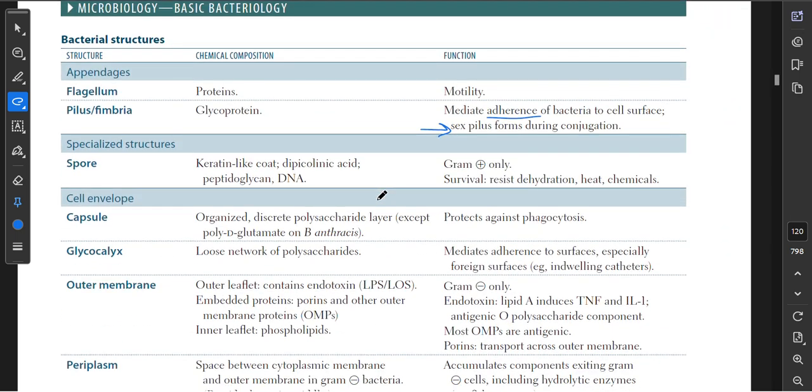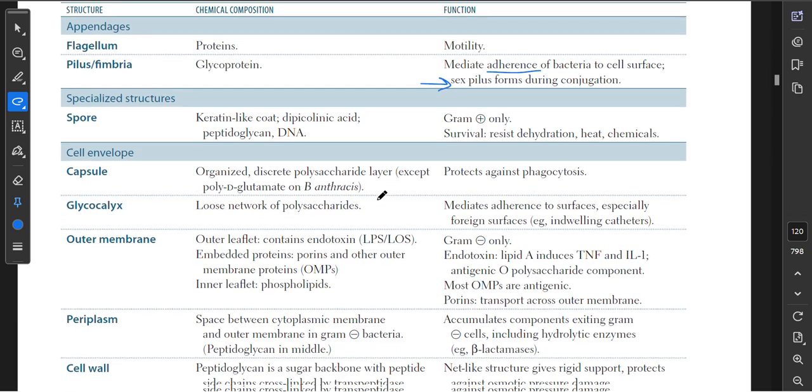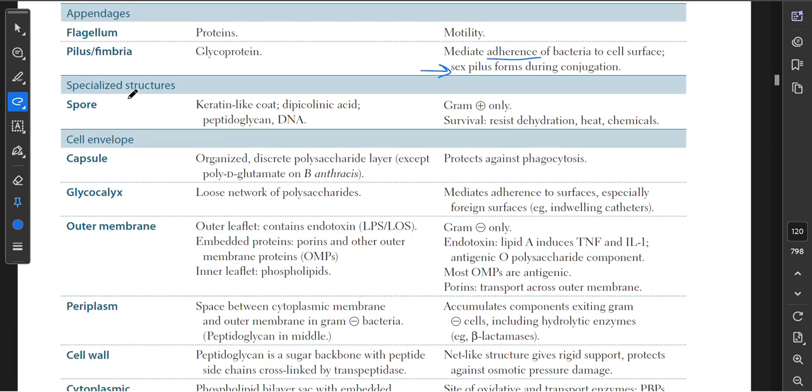Acha. Now, what are the specialized structures of bacteria? They are the spores. Spores क्या होते हैं कि बैक्टीरिया जब अनफेवरेबल कंडीशंस होती हैं तो बैक्टीरिया एक ऐसा स्ट्रक्चर बना लेता है जो कि उनको उस हार्श एनवायरनमेंट से प्रोटेक्ट करता है फॉर सम टाइम बीइंग. ठीक है. इस स्पोर की फॉर्मेशन क्या होती है? Definitely it contains DNA, peptidoglycan, dipicolinic acid, keratin-like coat. And mostly spores are present only in gram positive bacteria. This thing you need to remember.